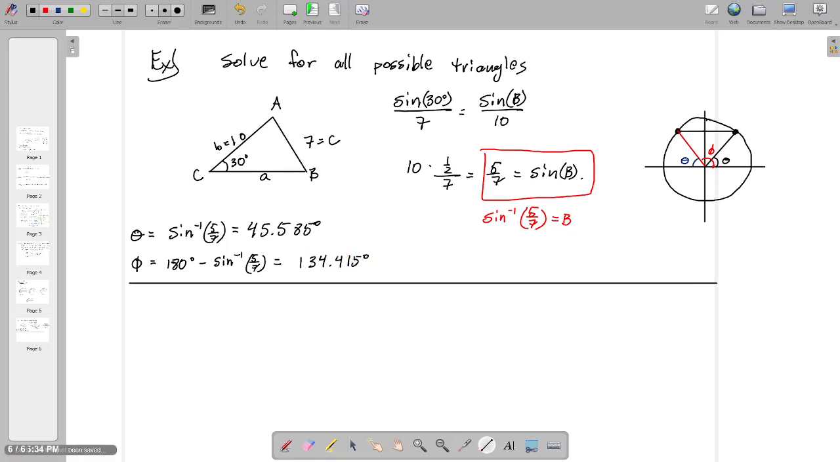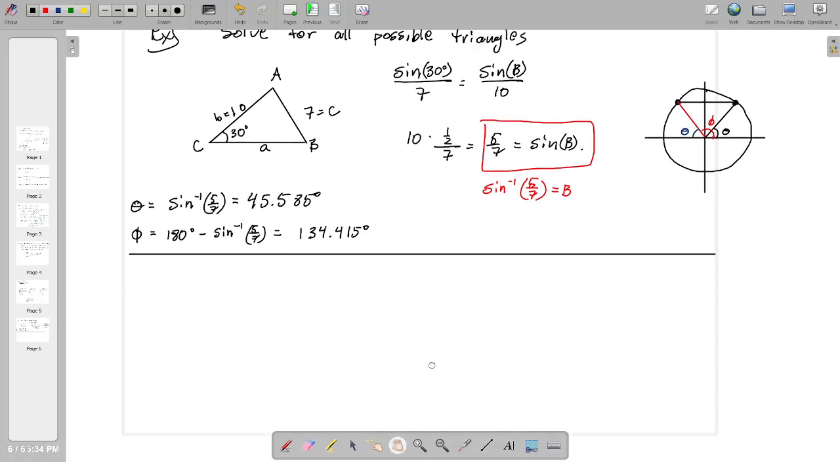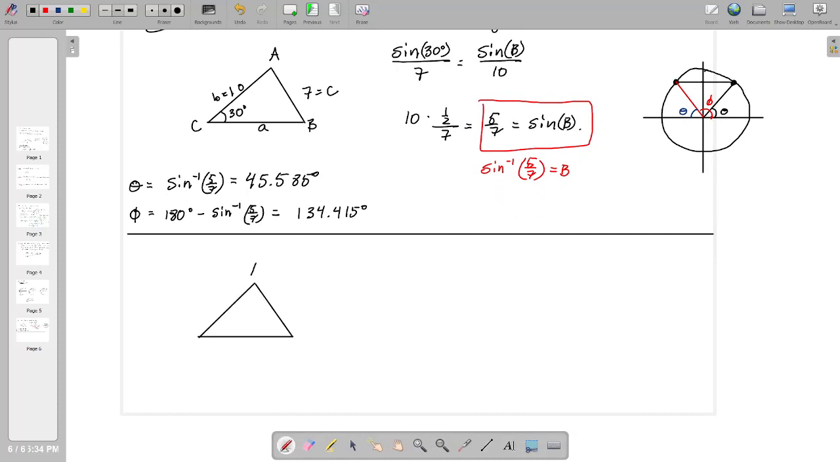Now let's draw out our two triangles. The one that I have drawn here is this triangle with the 45.585. We have angle A, angle B, this is 10, and this is 30 degrees. And this is 7. This is theta. So we would have our angle B comes out to the theta angle, which is 45.585. So we can put that here. Do that in red. So we have 45.585.